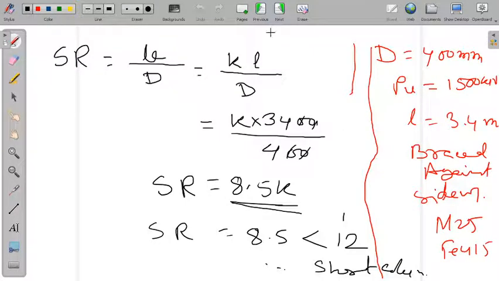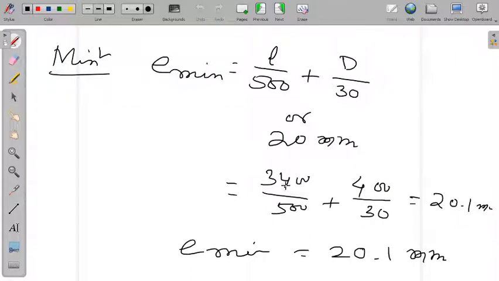Say if I change this in this problem itself, let us say it is 3.2. If I take this value as 3.2, what will happen? Here it will be 3200 divided by 400, so this value will be 8, which is less than 12. This is fine. So if I take 3.2, what will happen? It will be 3200 by 500 plus 400 by 30. How much does that come to? We can check.